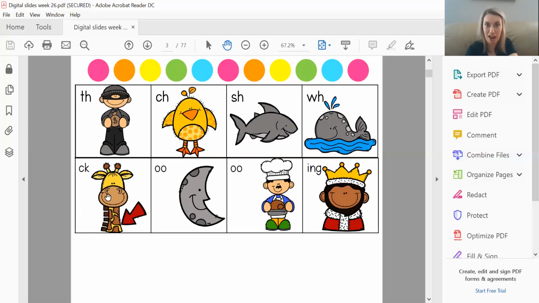I'm noticing that there's a giraffe, and they're pointing to that giraffe's neck. Well, I see the letters CK, ck, k. I know there's a moon right here. M-oo-n. This is my long double O. This is my cook, k. My short double O. This is my king, k-ing, ing.